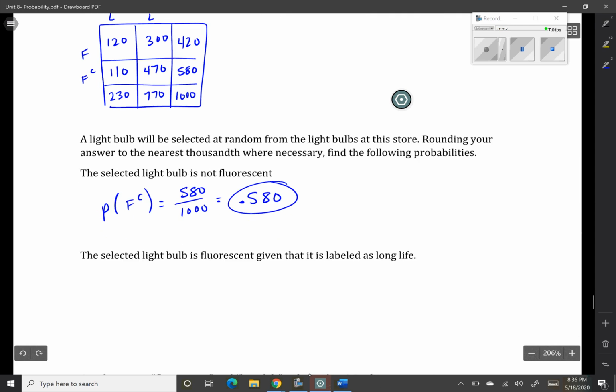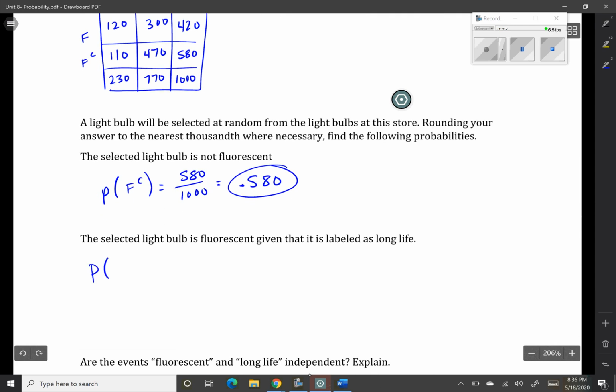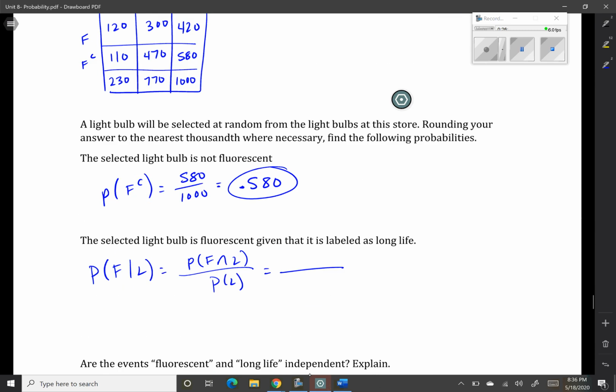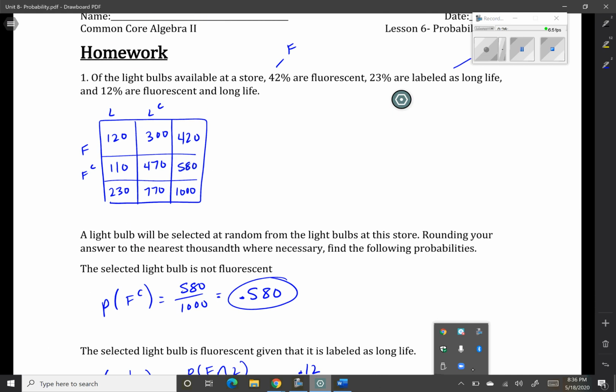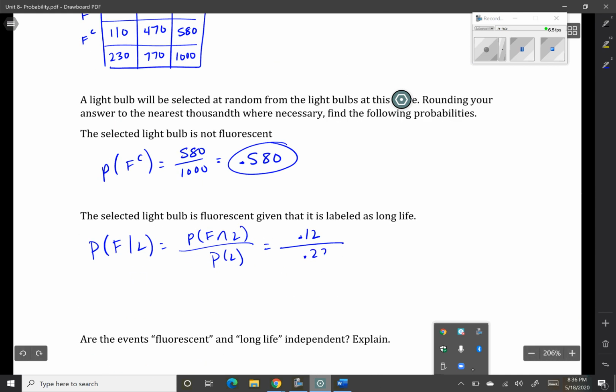Probability of the light bulb is fluorescent given that it is long life. So the probability of fluorescent given long life would be the probability of fluorescent and long life divided by the probability of just being long life. We knew the probability of F and L, they told us it was 12%, so 0.12. We knew the probability of long life, we don't even need a table for this, was 23%, so that's 0.23. If we wanted to use a table for it, we could. So we have 0.12 divided by 0.23, and we get 0.522. There we go.